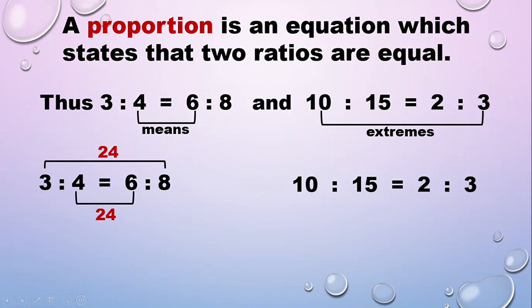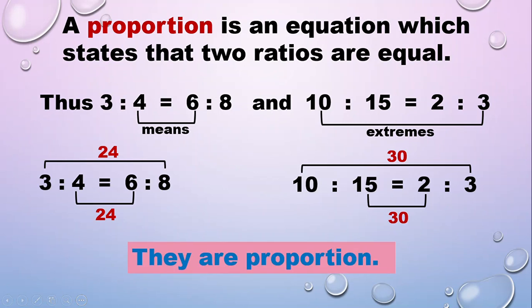Next, 10:15 is equal to 2:3. So let us find the product of the means. We have 15 times 2, that is 30. Product of the extremes, 10 times 3, we have 30. So the product of the means is equal to the product of the extremes. So the two ratios we compared are a proportion.